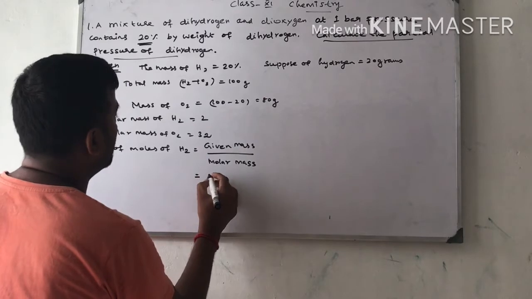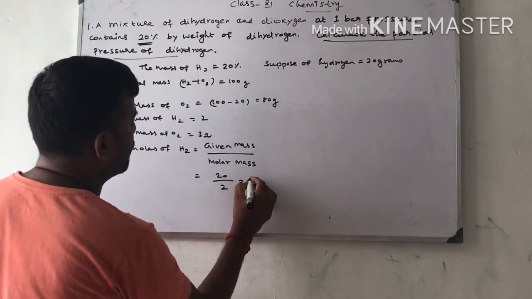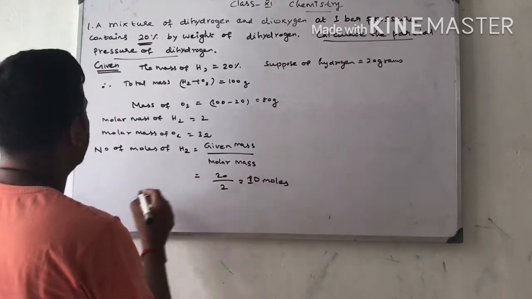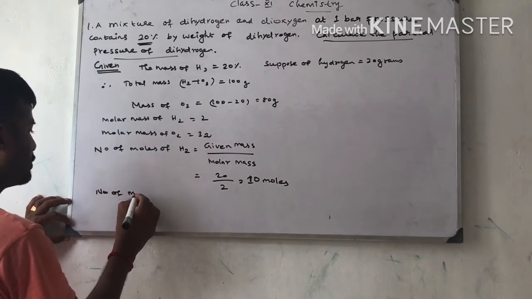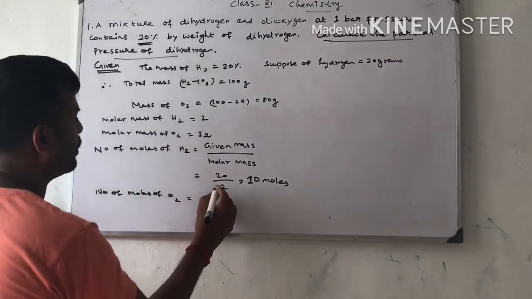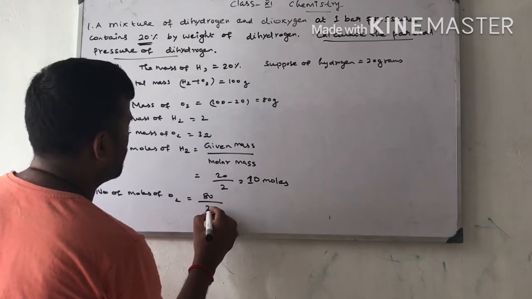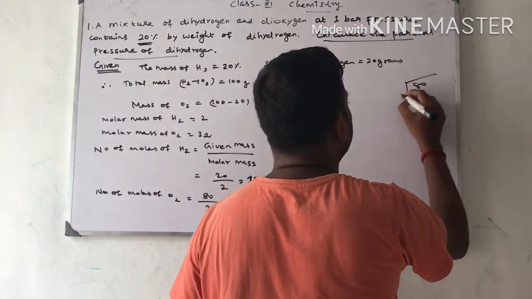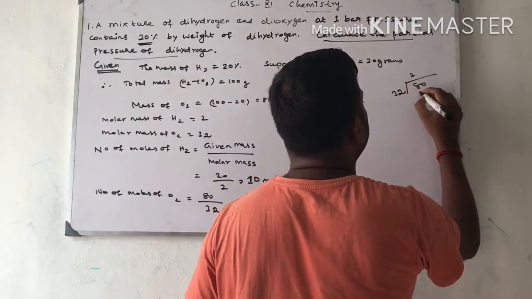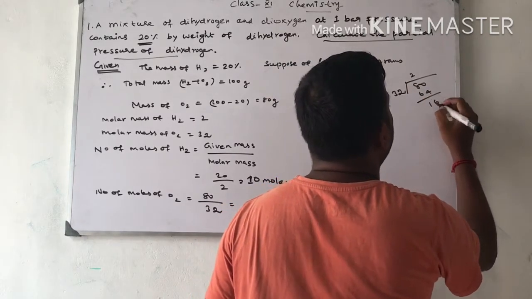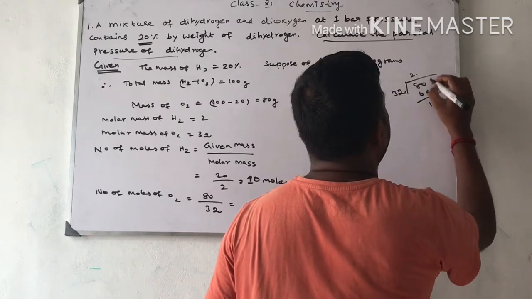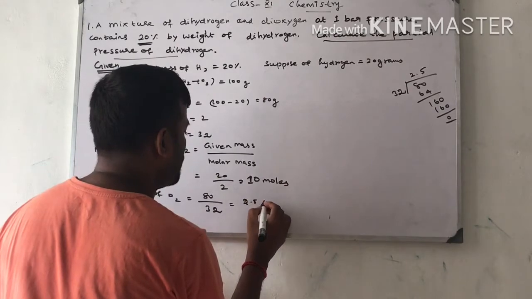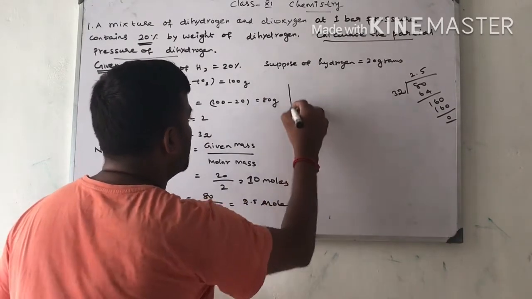What is the given mass here? 20. What is the molar mass? 2. Therefore 10, which is 10 moles. Next is the number of moles of oxygen. Number of moles of oxygen is equal to given mass, 80, by molar mass, 32. 80 by 32 gives 2.5. So 2.5 moles. So these are the numbers of moles.